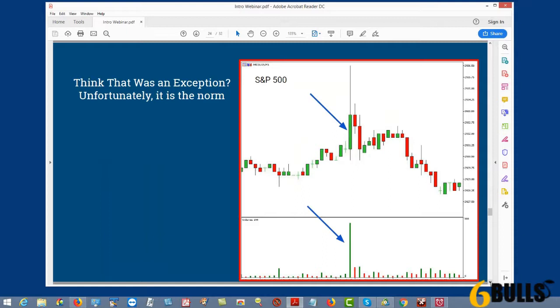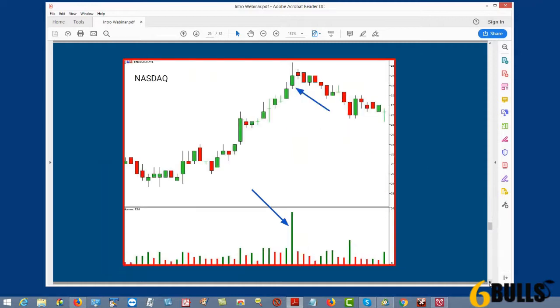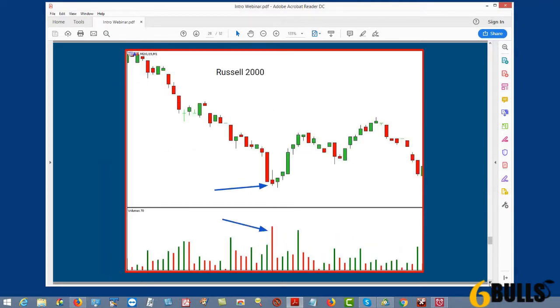Not an exception. This, unfortunately, is the norm. You'll see this every day, and I don't care what you're trading. This is the S&P 500. People jumping in. More examples. This is the NASDAQ. It happens on the NASDAQ. Russell 2000. It doesn't make any difference what you're trading, because you're going to see this every day.